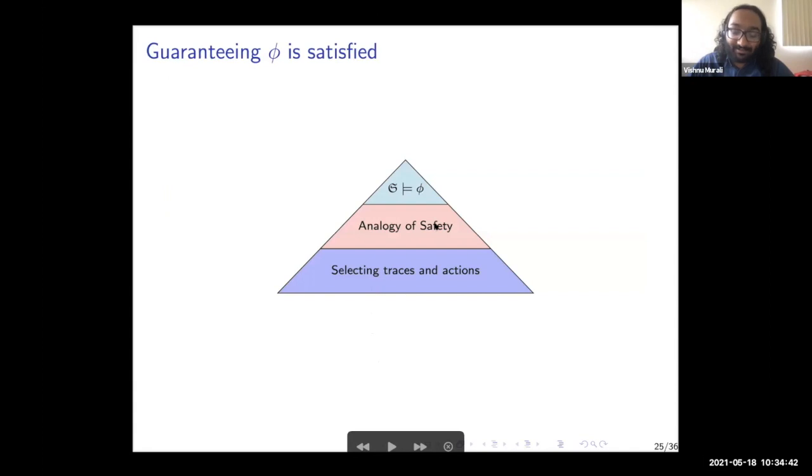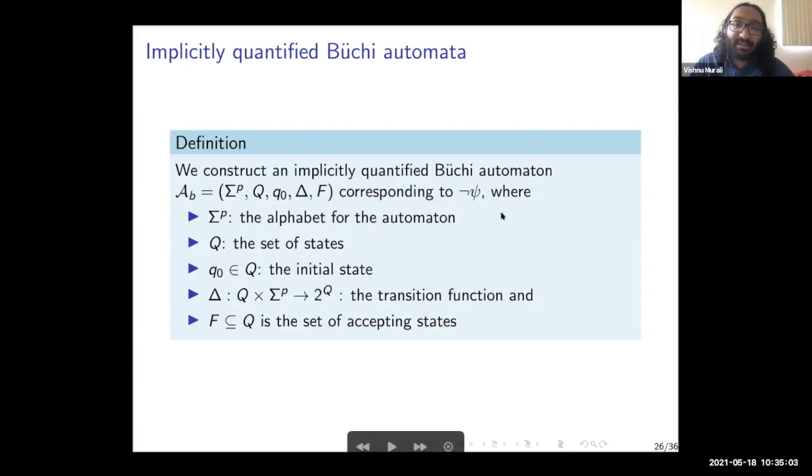Thus, we have the analogous definition of barriers in the context of the composed system, and so we can guarantee that systems can satisfy conditional invariance properties. The last step is the question of how we extend this to guarantee the satisfaction of an arbitrary hyper-LTL specification P. To do so, we construct an implicitly quantified Buchi automaton, that is an NBA, corresponding to the negation of P, where the alphabet of the automaton is sigma to the power p. That is a p-tuple of a set of atomic propositions.